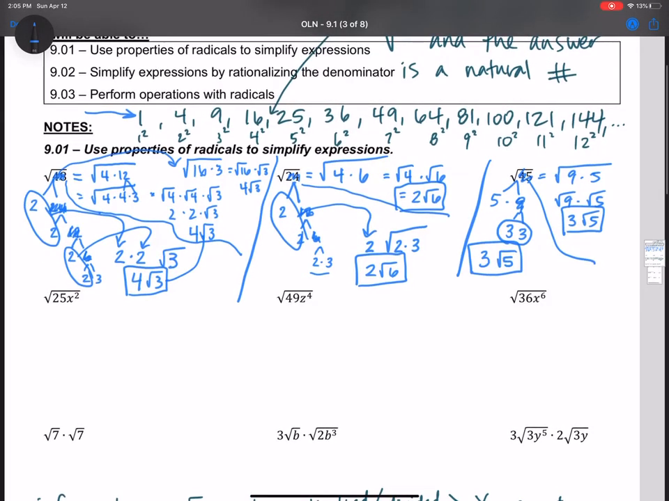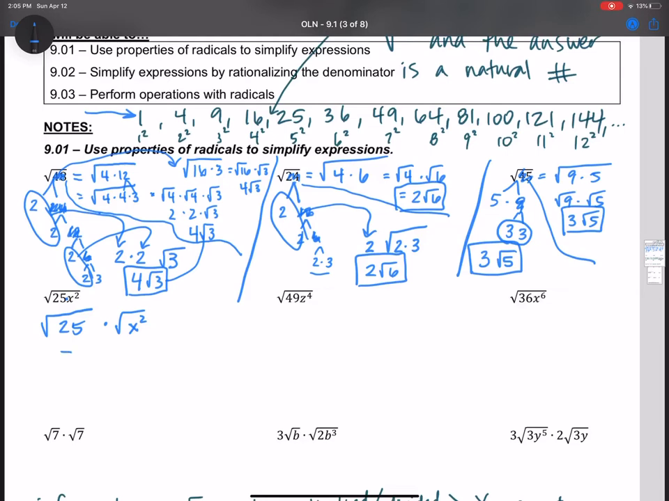If you have the square root of 25x squared, you're going to rewrite it because in between there is a multiplication. Just like we did above with the 4 times the 12, or the 4 times 6 across the top, or the 9 times 5. If you have a multiplication underneath the square root, you can write them as their own individual square root because you can multiply those back together.